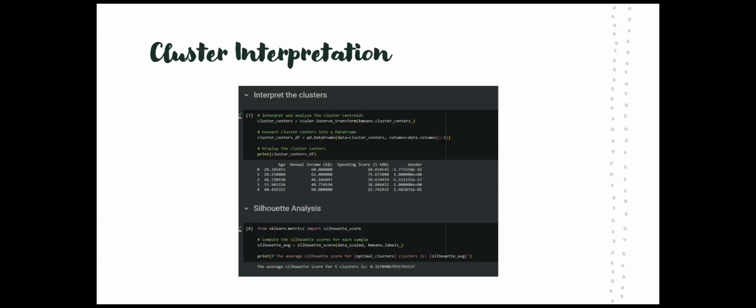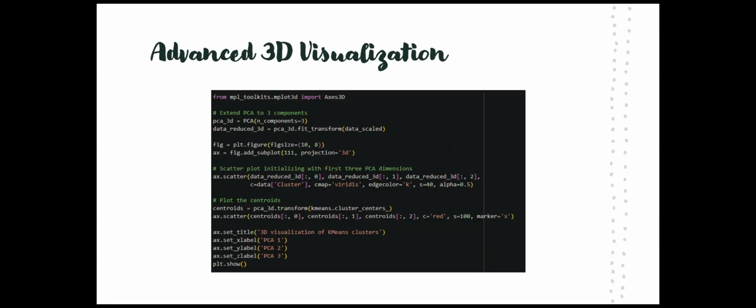Interpreting our clusters, we transformed the cluster centers back into the original feature space and calculated the silhouette score. This score helped us assess the consistency within clusters, and our results indicated well-defined clusters with a silhouette score that reflects good separation. We also explored advanced visualization techniques.